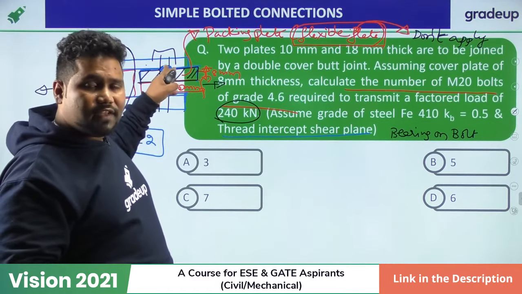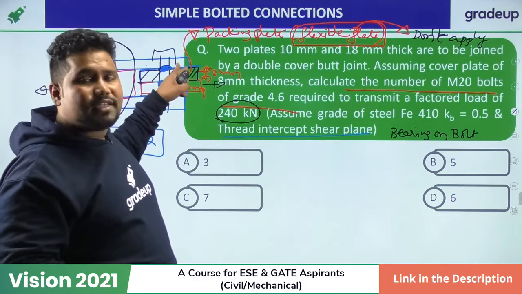We consider that in the design, the packing plate is just like a covering plate here. It is just a medium that is to be filled. It will not resist any sort of load. Yes, N is equal to P by the bolt value. Coming to bolt value, in shear it is different.